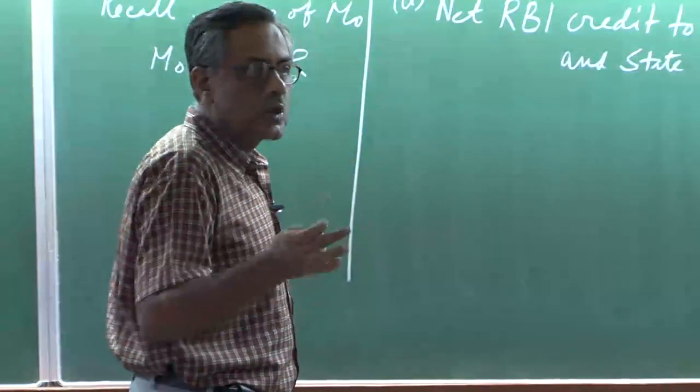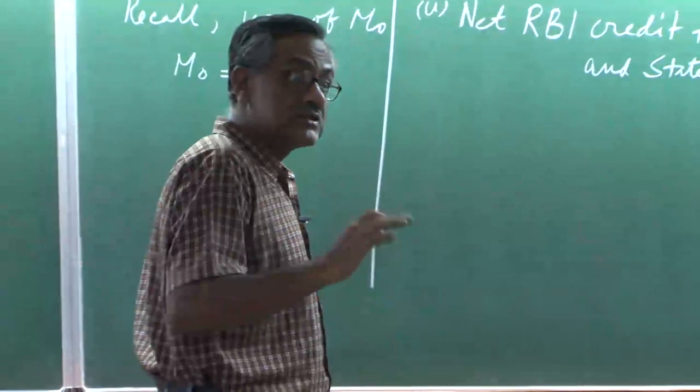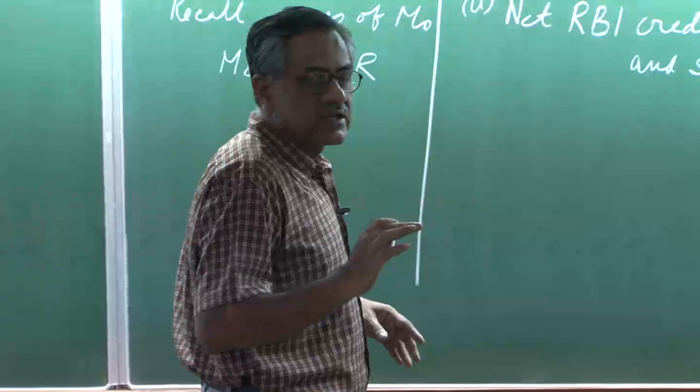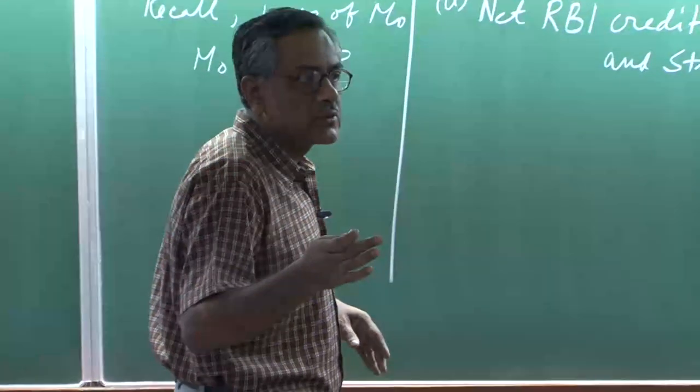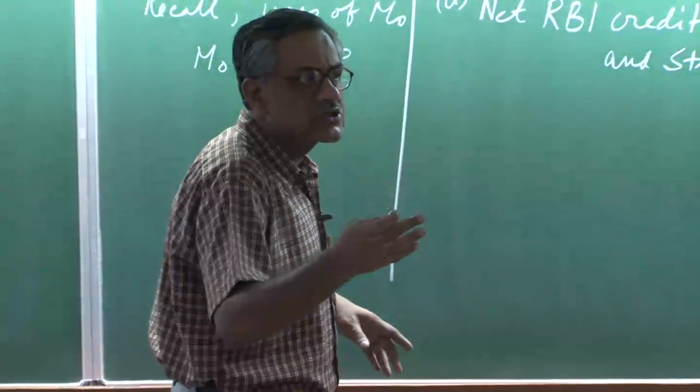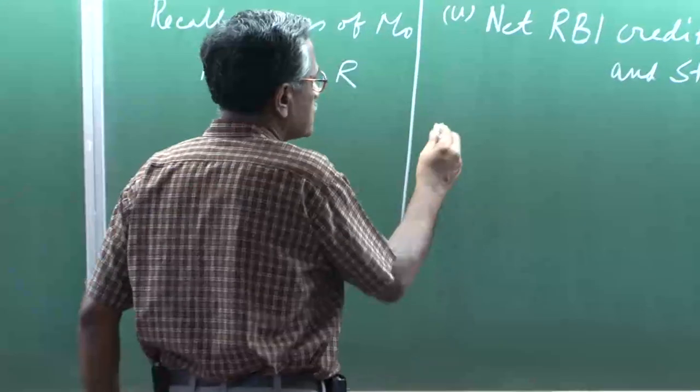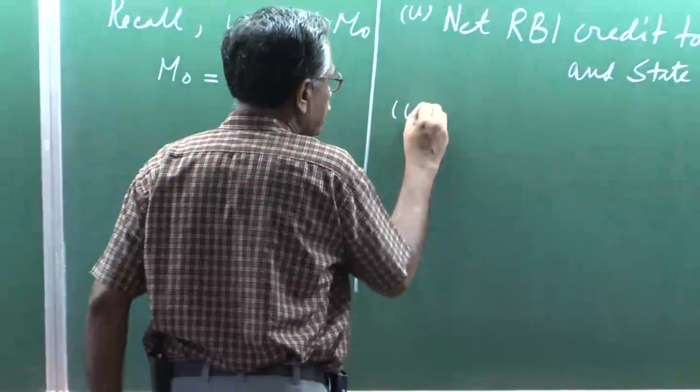Commercial bills and so on, RBI credit can come to the commercial sector, which is a kind of puzzling a little bit, because usually banks give credit to the commercial sector, the businesses. Why is RBI credit coming? So, I need to explain that.